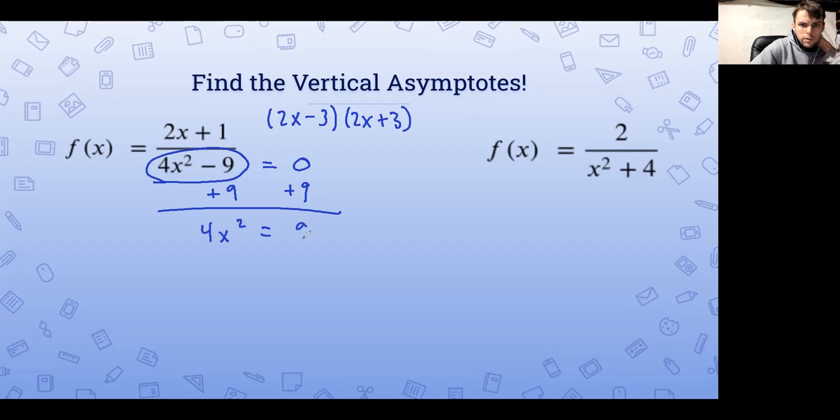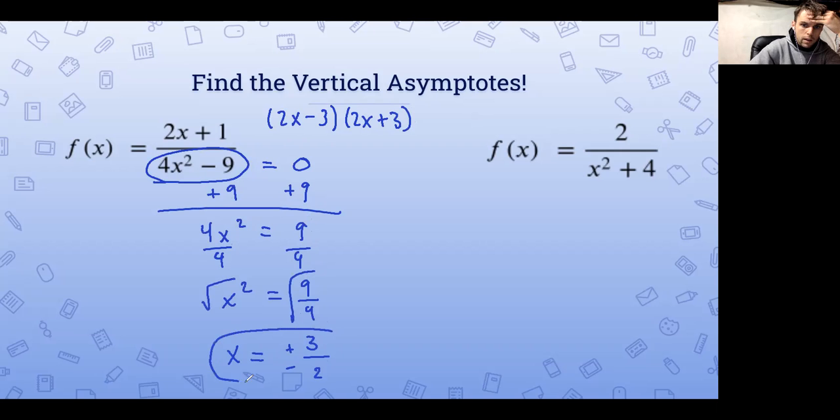4x squared equals 9, divided by 4. Get x squared equals 9 over 4. And then when we take the square root, the square root of 9 is 3, the square root of 4 is 2. So we get plus or minus 3 over 2. Those are our vertical asymptotes at positive 3 over 2 and negative 3 over 2.